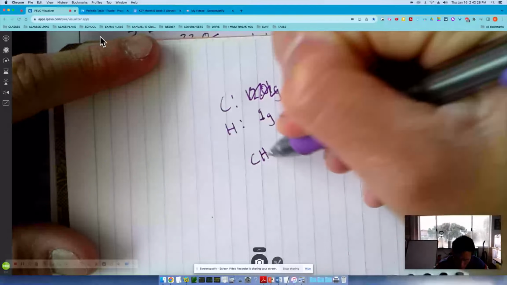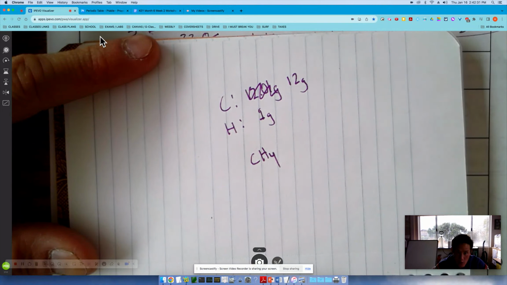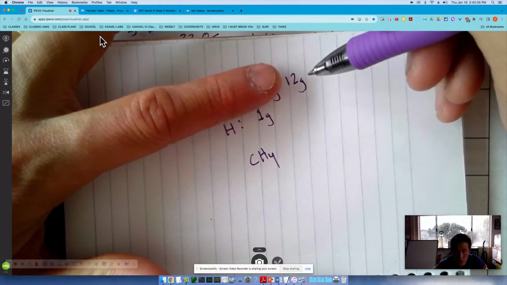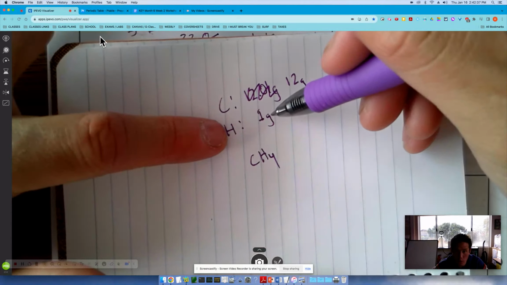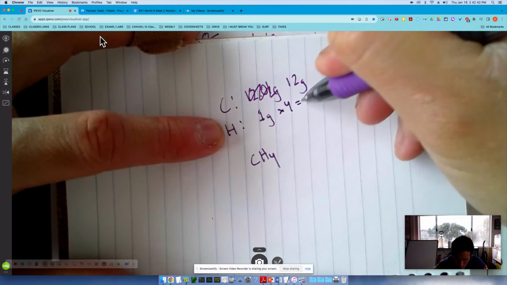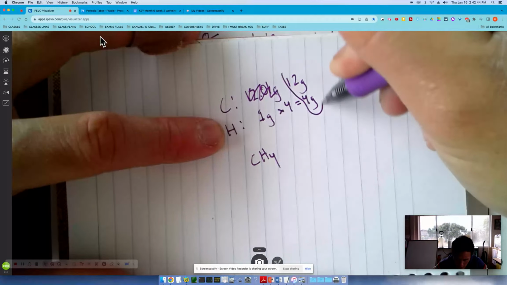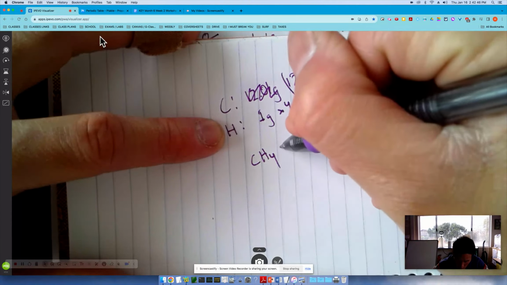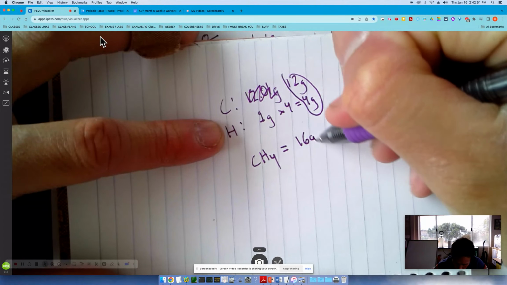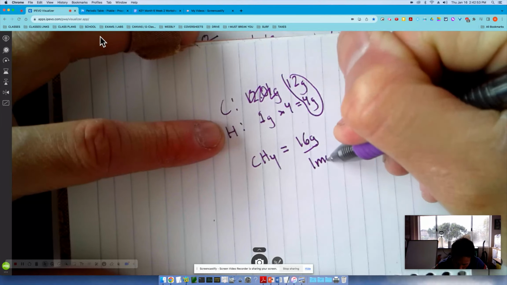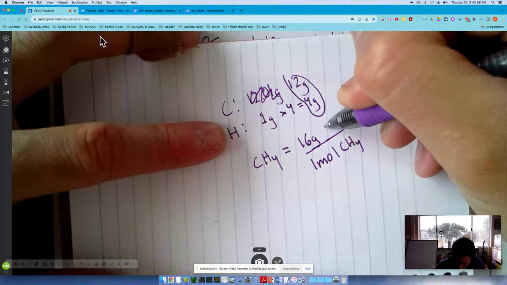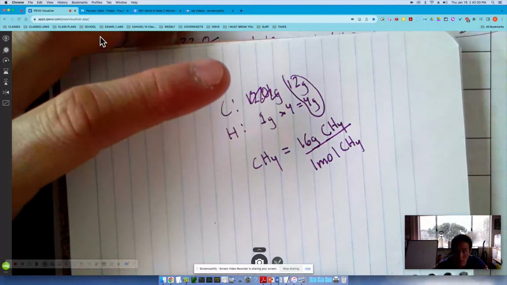Now the chemical equation was CH4. I just need one of those masses of C, that's just 12 grams, but there are 4 hydrogens, so I'm going to multiply this by 4. Let's add this together, 12 plus 4, that would give me the molar mass of CH4. That's 16 grams per mole of CH4. Hold on, we'll put grams of CH4 like that.